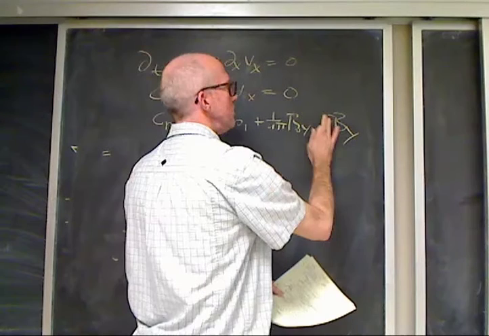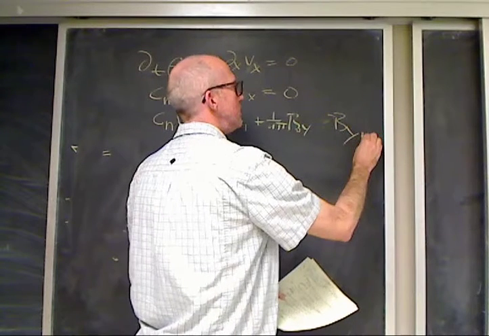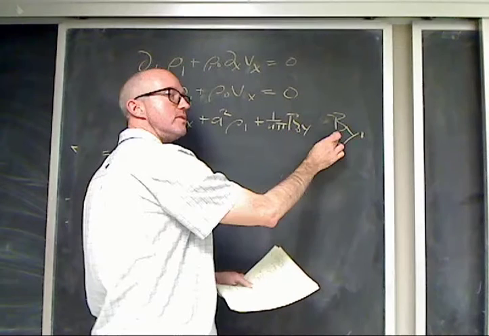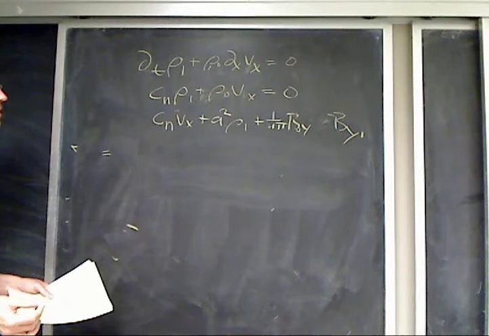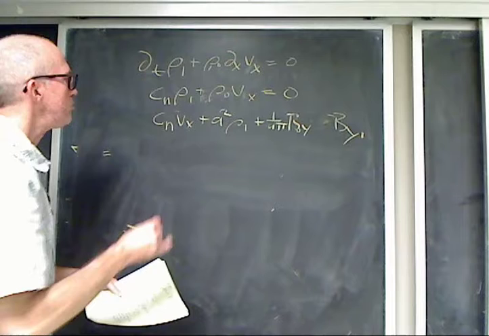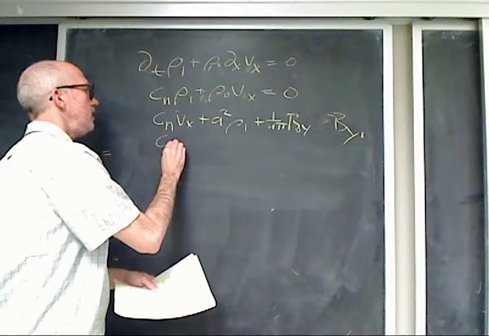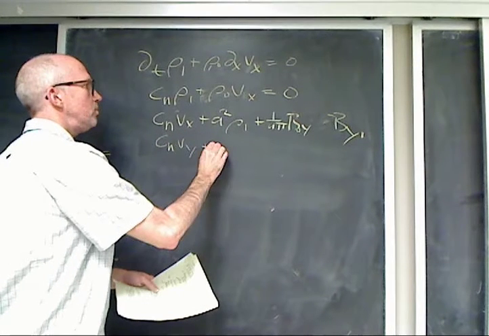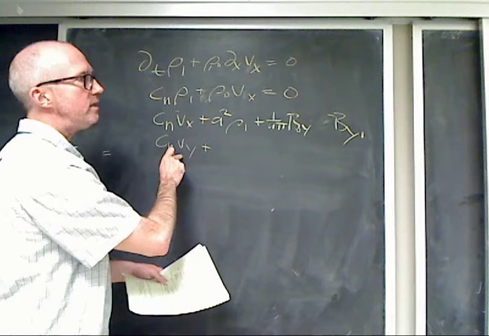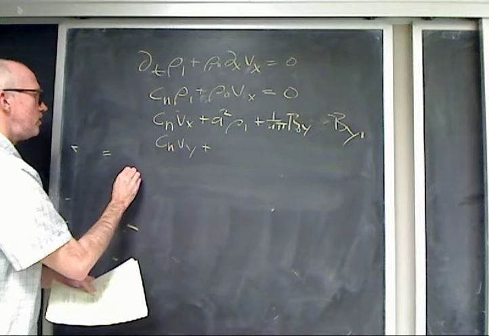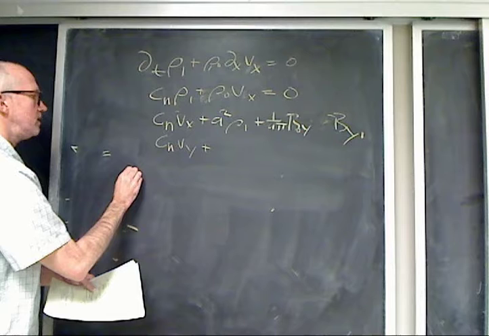Let's call it By1. Let's keep our notation consistent. So this is the mean field times the fluctuating field. That's what came out of that. And I keep going with this same process, and I'm left with Cn times Vy plus... okay, on the Vy component, let's look at what the y momentum looks like.